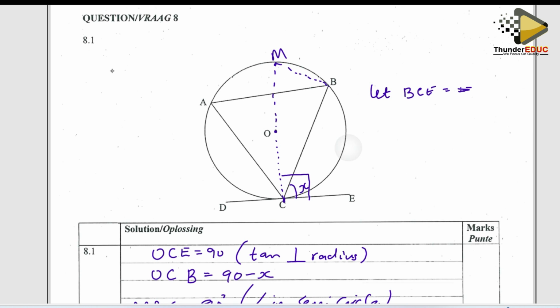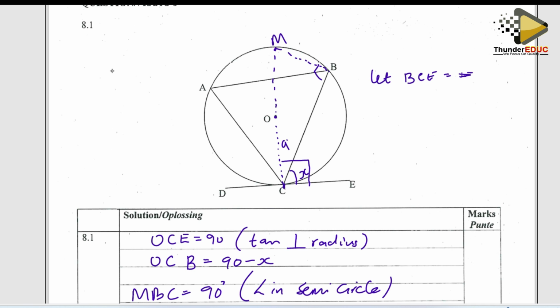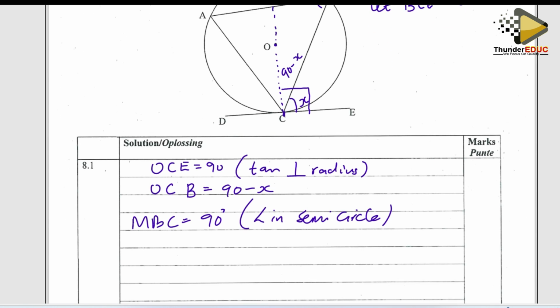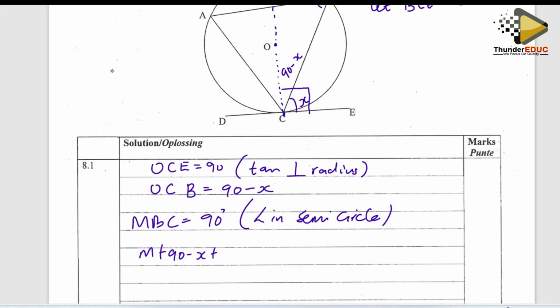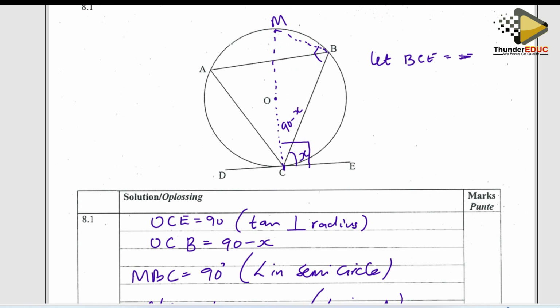Okay, if that is a 90, then I can use my angles in a triangle. We say this is 90 minus X to find what M is. So I know that M plus 90 minus X plus 90 must give me 180, angles in a triangle. You don't need to show this step, but it's relevant. So M is X.